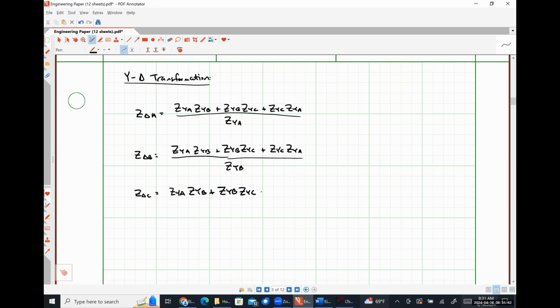ZYB, ZYC, ZYC, ZYA, all over ZYC. So those are our converting from a Y into a delta connected impedance. And now, once again, let's see what comes out when we balance our system.